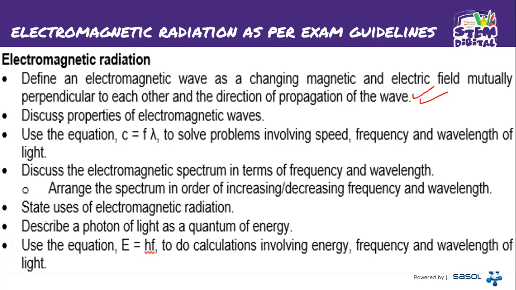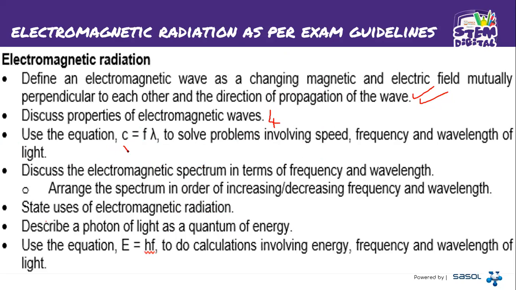And then you must be able to discuss the properties of electromagnetic waves. And I told you that you must know at least 4 of them altogether, because at most we will ask you for 4. And we've stated them each and every day since Monday, and I'm sure by now you know them. And we must be able to use the equation C is equal to F multiplied by lambda to solve problems that involve speed, frequency, as well as the wavelength of a particular light or any given electromagnetic radiation.